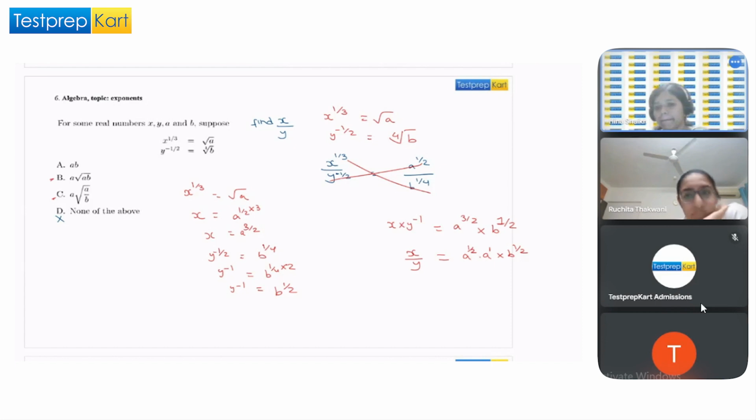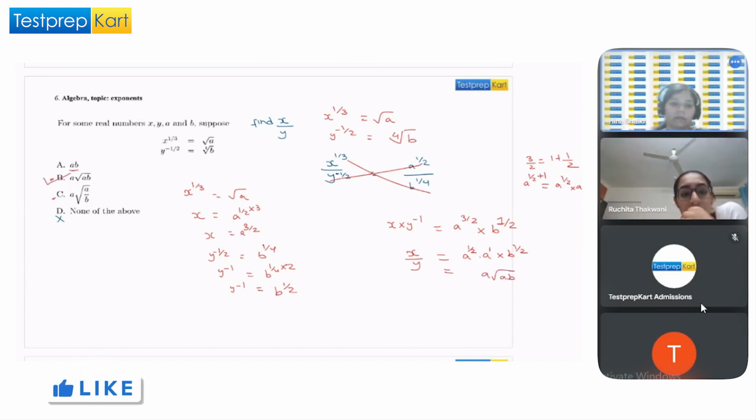Is that okay? No, 3 by 2, it doesn't. No, see, what is 3 by 2? That is 1 plus half. So I can write a raised to half plus 1. Then I can use laws of indices, a raised to half into a raised to 1. Yes, understood? Same thing I did. Why have I done this? Because this one is given in the root. AB is not the answer, that we know, because this is 3 by 2 and this one is half. So the answer is B, I can write a root ab. That is option B. Okay, got it. I was solving the division one, that's why I got confused.